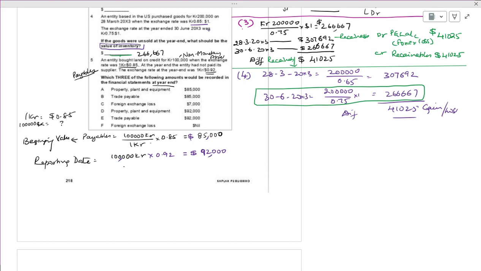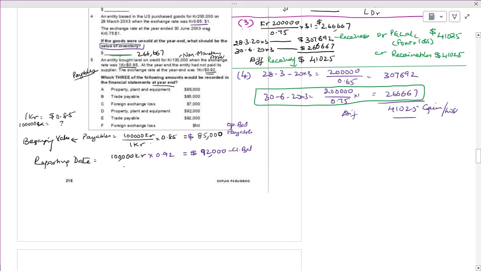They bought a land, so when you bought it, it is payable. The opening balance of payables is 85,000. This is the closing balance, the closing value of payables, 92,000.